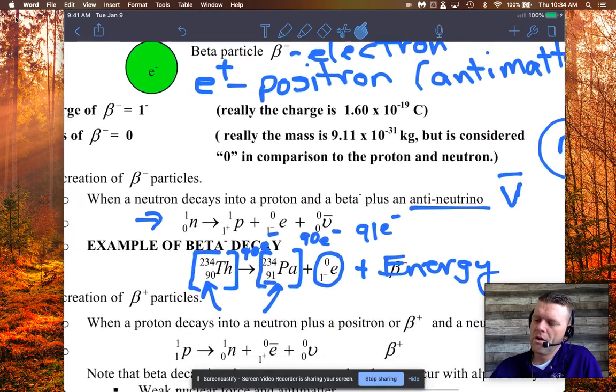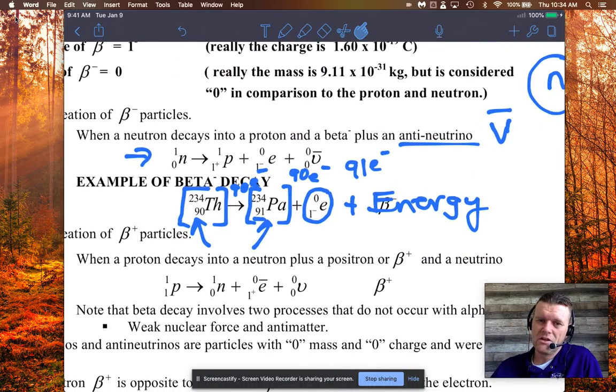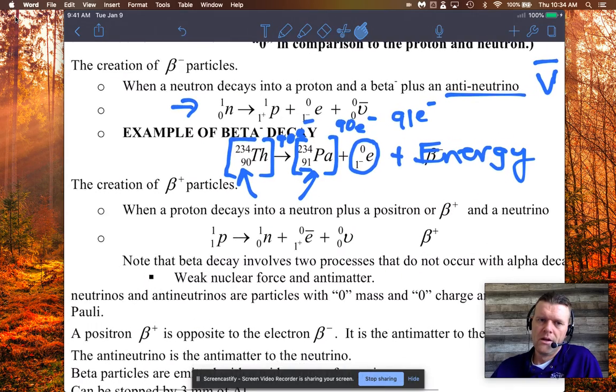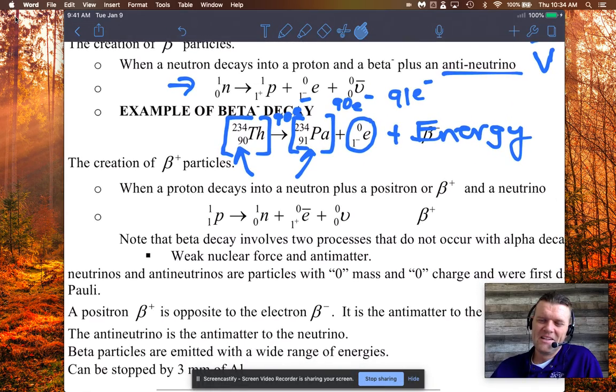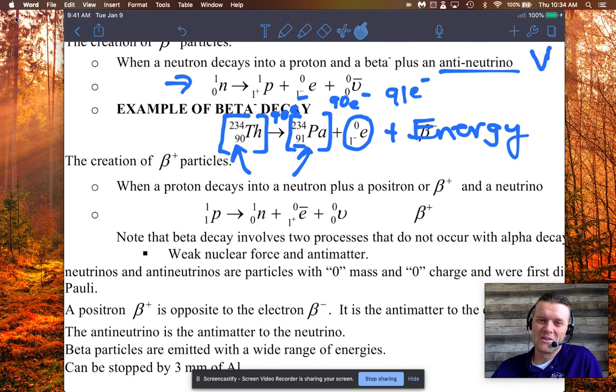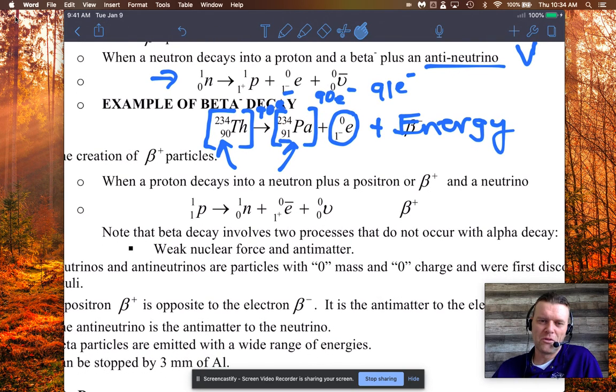Okay, so I'm not going to do that one, but I just want you to see that you could very easily. Okay, now the second one is beta positive. These are positrons. Okay, and we're going to look at them a bit later because they do some cool things.